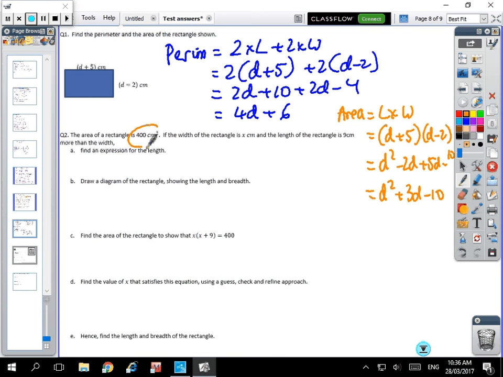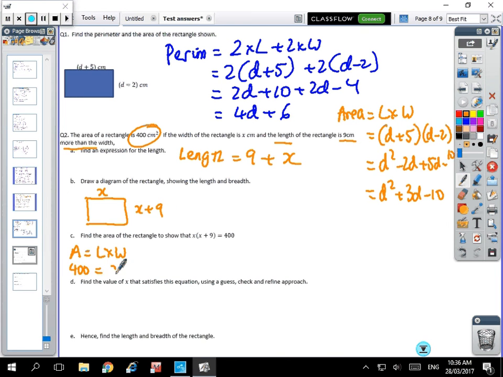Okay, so the area is 400. The length is 9 more than the width. So that's the end of that question. Okay, draw a diagram of the rectangle, showing the length and the width. So that's x, and that's x plus 9. Okay, area equals length times width. So 400 equals x times x plus 9. So that's that done.